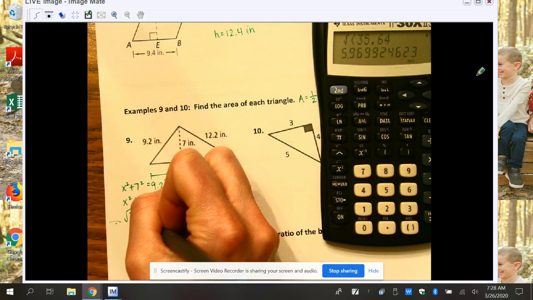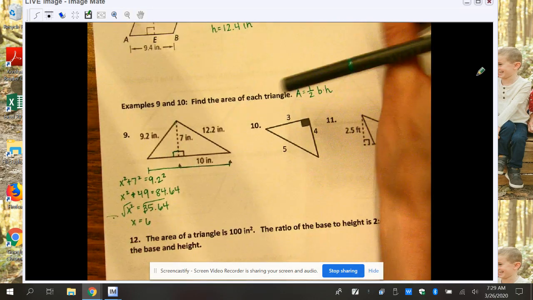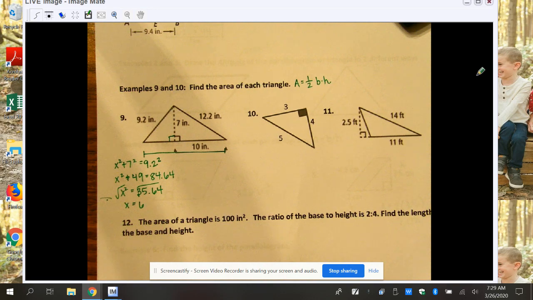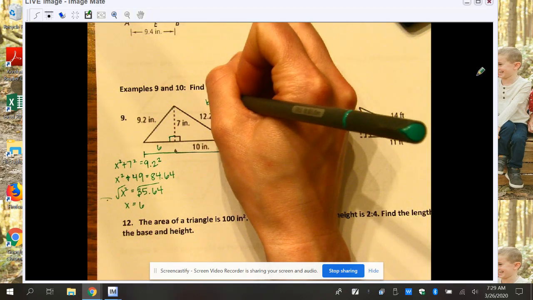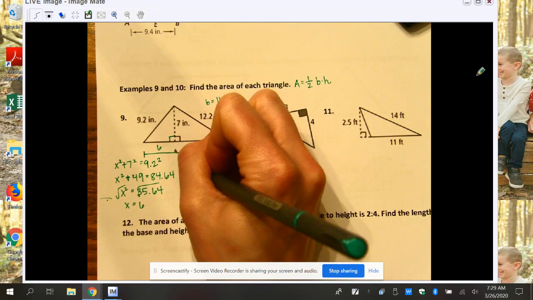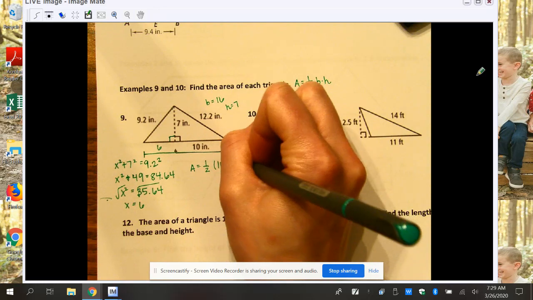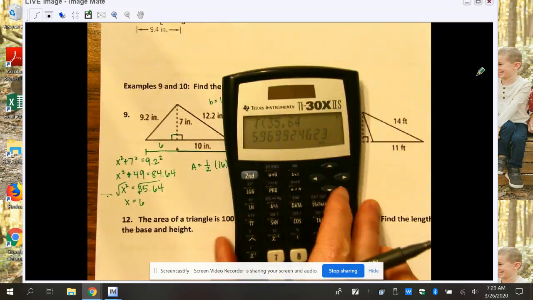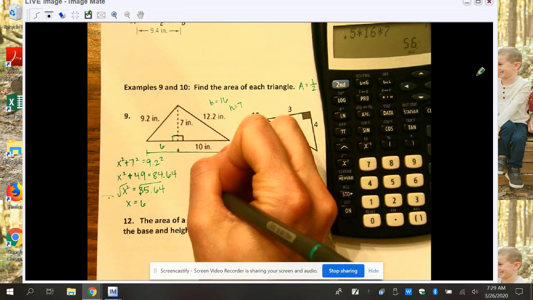So keeping in mind that we're not necessarily giving an exact area here, we're going to have to approximate this one. So if this is 6, that means the length of the base is 16, and then our height is 7. So our area would be 1/2 times that. We can just type that all in. 1/2 times 16 times 7 is going to be 56 inches squared.